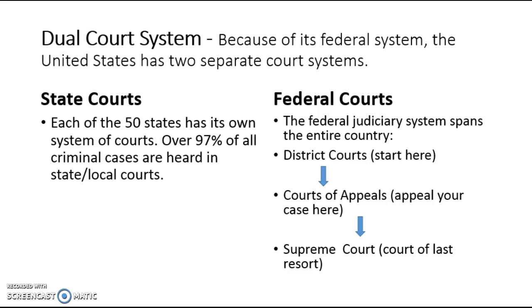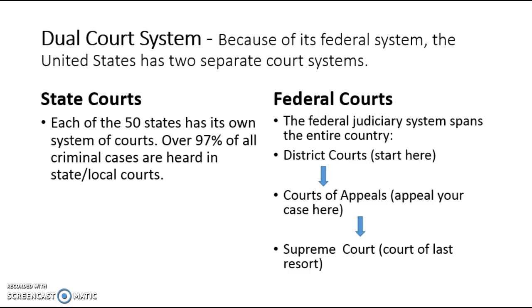Now, we have a dual court system, and this means that we have state courts and we have federal courts, because we have a system of federalism in our country where we have state governments and we have the federal government. State courts are in every state, each of the 50 states, and over 97% of all criminal cases are heard in state and local courts.